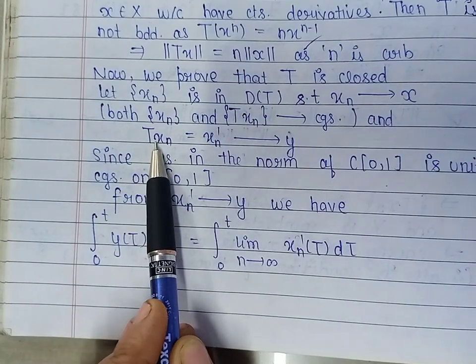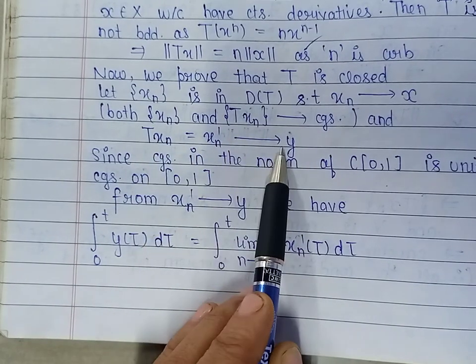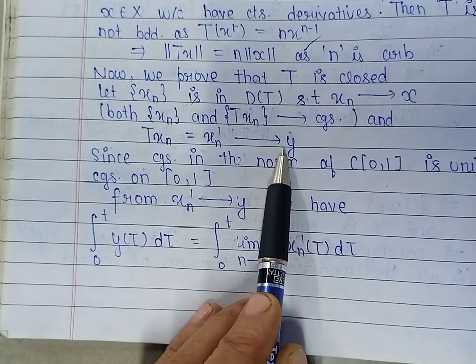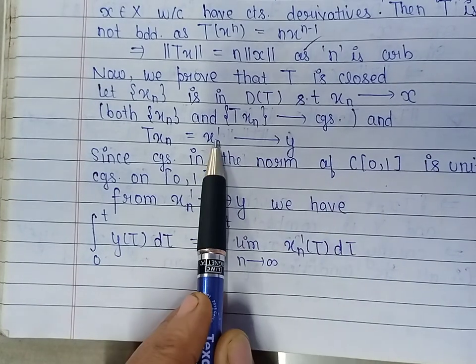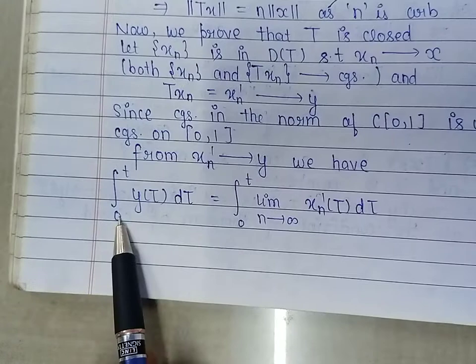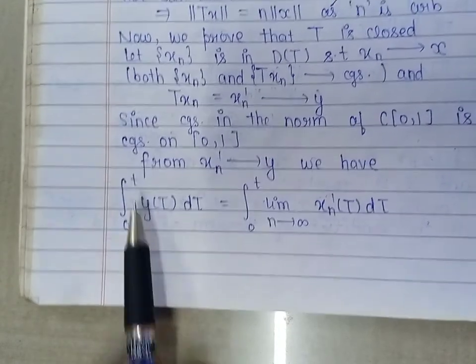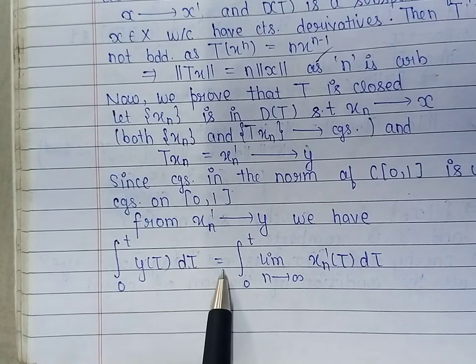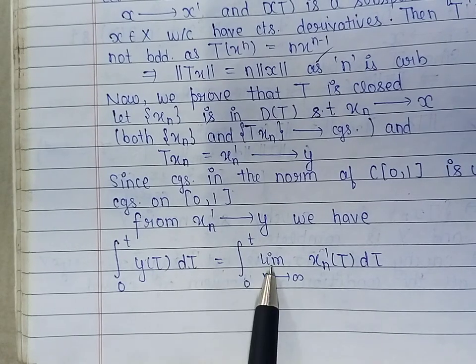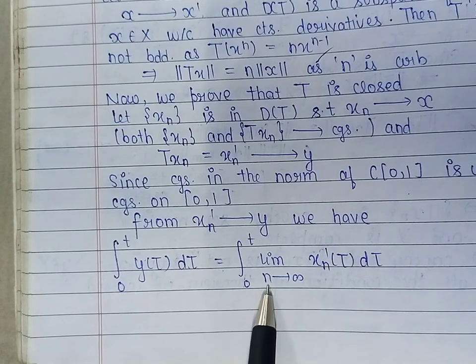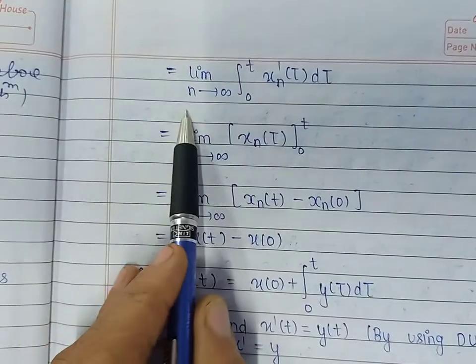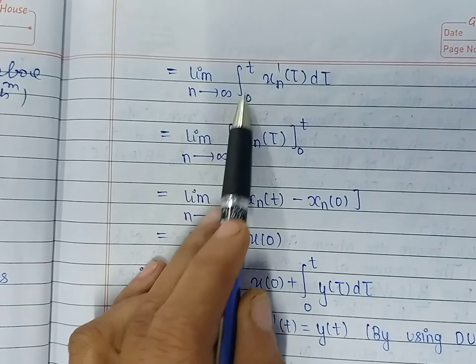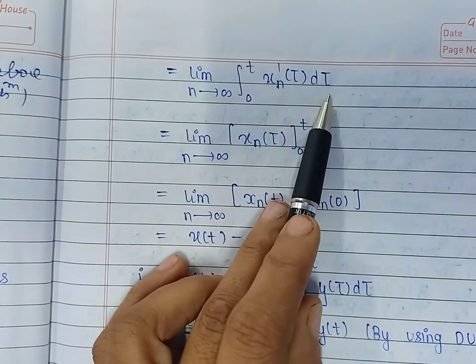Now by definition T(x_n) is x_n', and let us take that it converges to y. Now since the convergence in the norm of this space is uniform convergence, x_n' converges to y implies that the integral from 0 to t of y(tau) d tau is equal to the integral from 0 to t of the limit of x_n'(tau) as n approaches infinity. Now this limit can be taken outside of the integral, so this will become the limit as n approaches infinity of the integral from 0 to t of x_n'(tau) d tau.